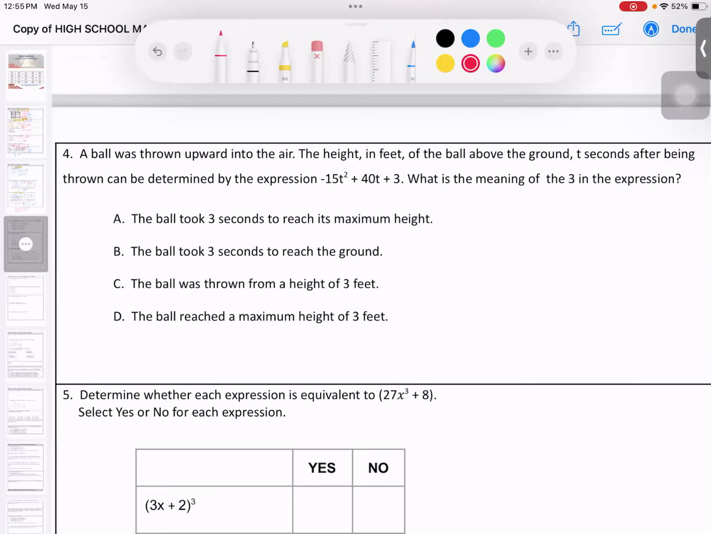Can someone read it? Let's go. I want to hear one more time. Minus 16t to the power 2 plus 40t plus 3. What is the meaning of the 3 in the question? All right. What is the meaning of the 3 in this expression?